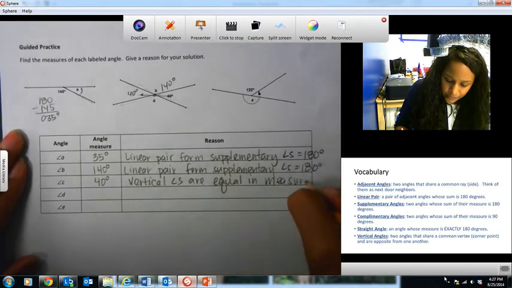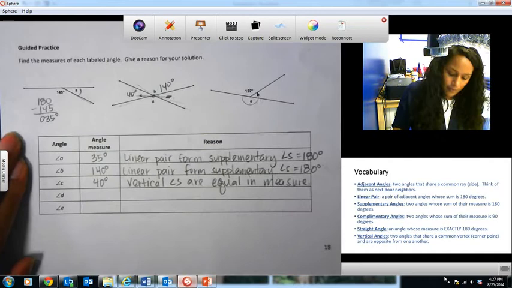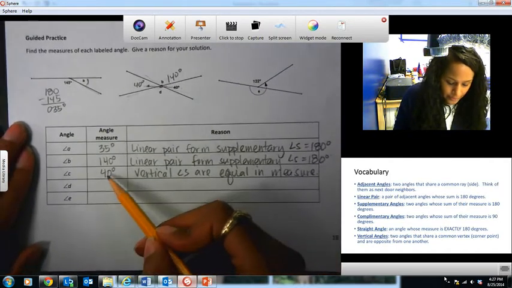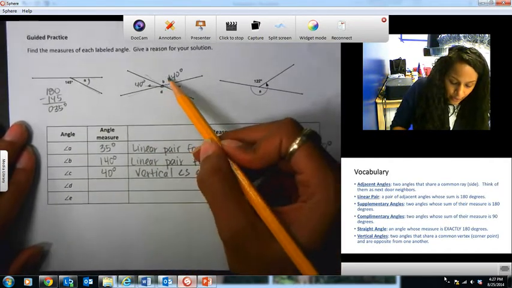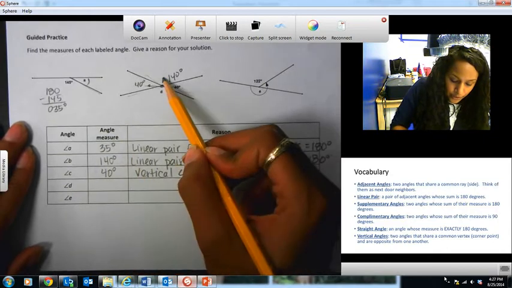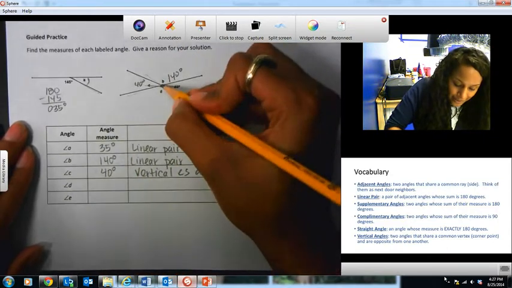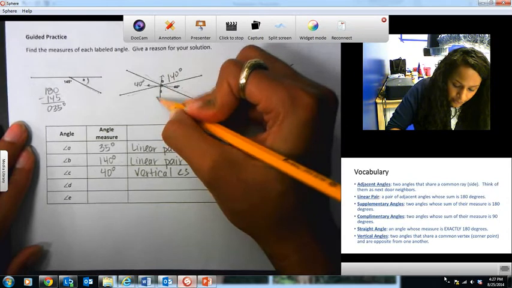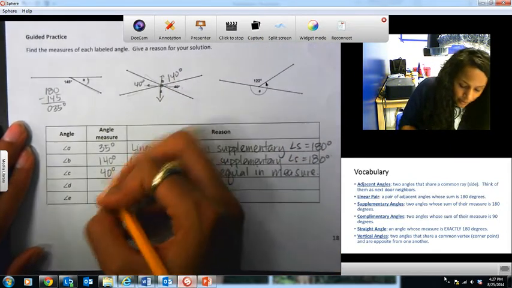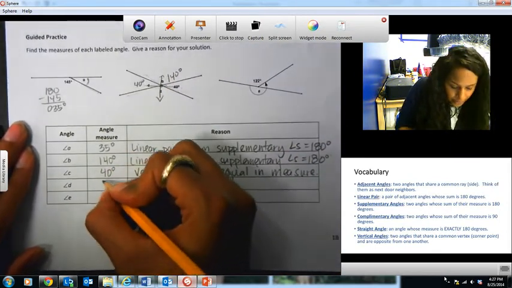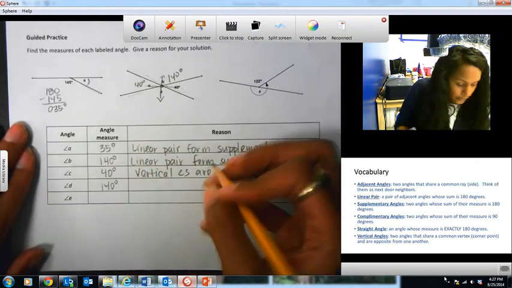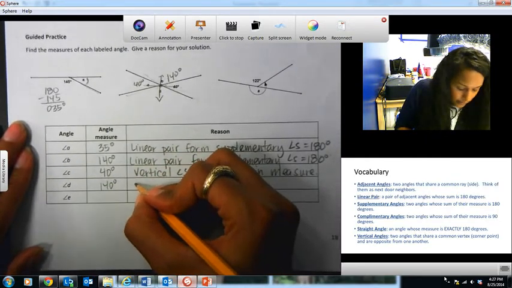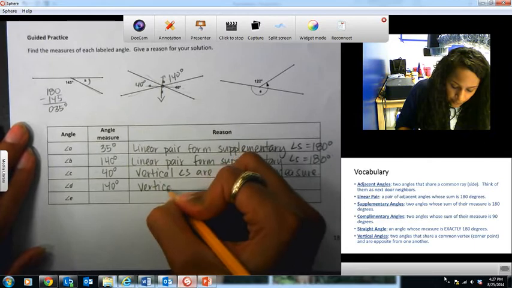Alright, next one, angle D. Now, we found angle B right here, and angle B is 140 degrees. They share a common vertex, and they are opposite from one another, so they are equal in measure. So angle D is also 140 degrees. And again, we're going to say that because they are vertical angles. And we're going to go ahead and say vertical angles are equal.